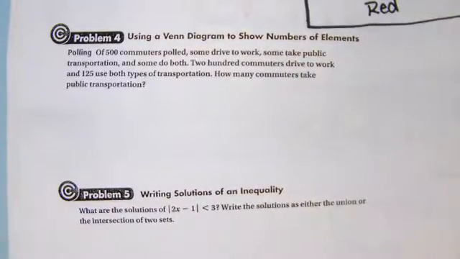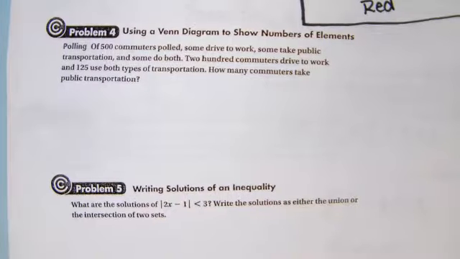All right. So it says this: Of 500 commuters polled, some drive to work, some take public transportation, and some do both. 200 commuters drive to work, and 125 use both types of transportation. How many commuters take public transportation?